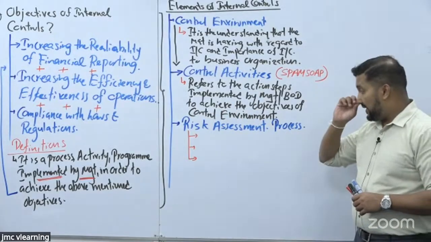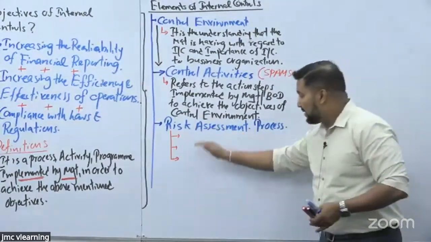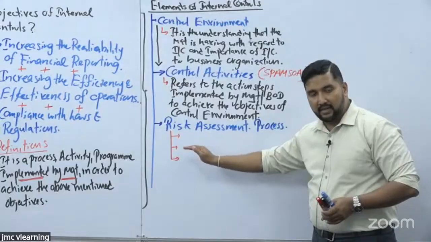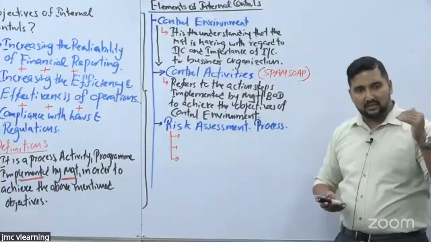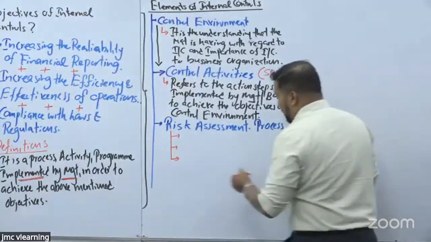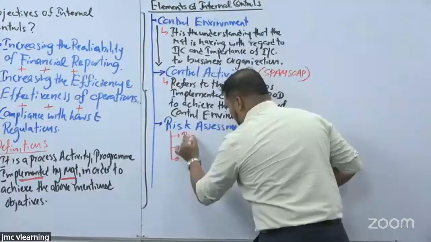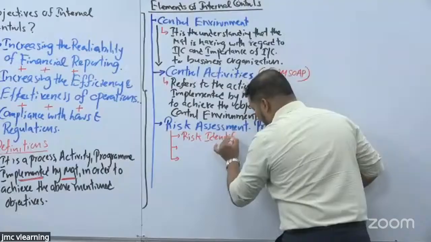Okay, so we'll have a deep dive with regard to risk assessment when we are discussing the risk chapter. But I'll give you an overall understanding at this point. Risk assessment process basically includes three sub elements. What are those three sub elements? Number one, risk identification.